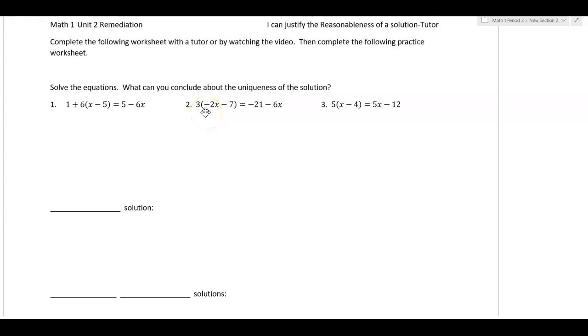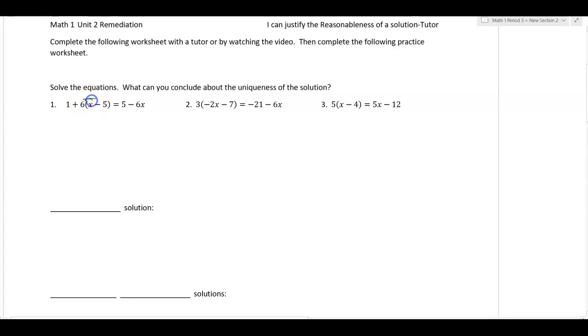So this lesson's on justifying the reasonableness of a solution. What this means is we're talking about no solution, infinitely many solutions, or one solution. So here we start off with three equations and we're going to solve and we're going to see something unique happen. The first thing I do when I solve is simplify each side.